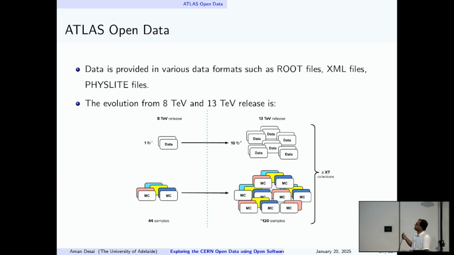The open data is available in various file formats. These file formats were developed by CERN, for CERN, back in the 2000s. But now they are being made available for astrophysics, as people in astronomy also use some of these root files for their studies. This is just the evolution from the 8 TeV release to 13 TeV, and we've got 10 times more data now, which is public.